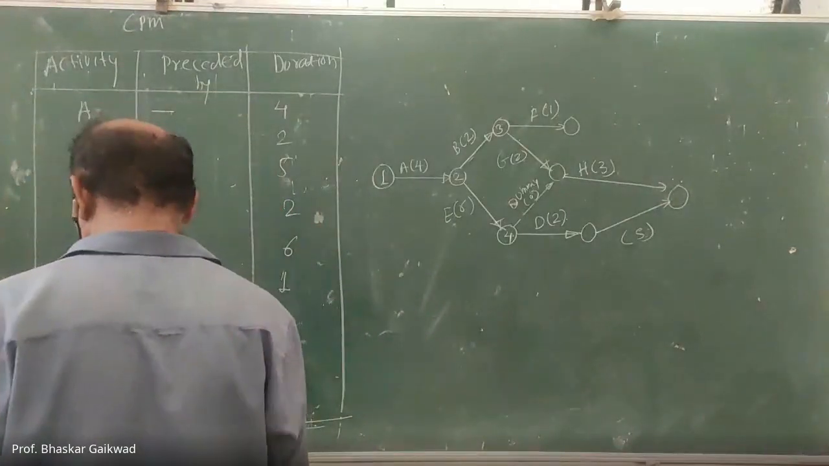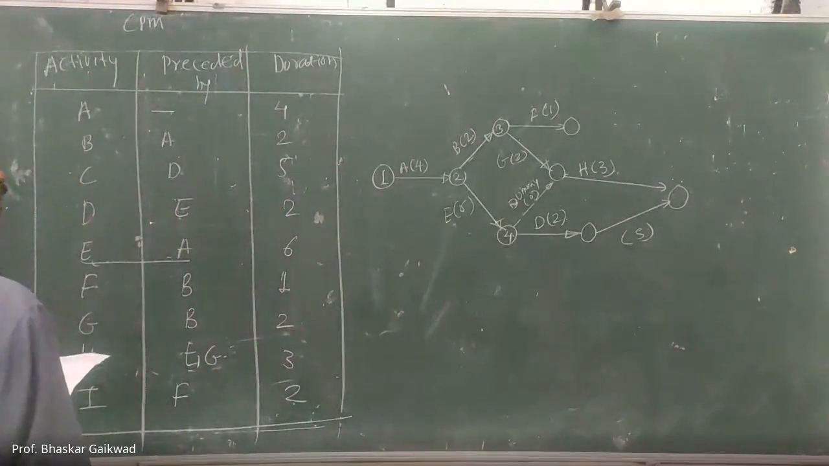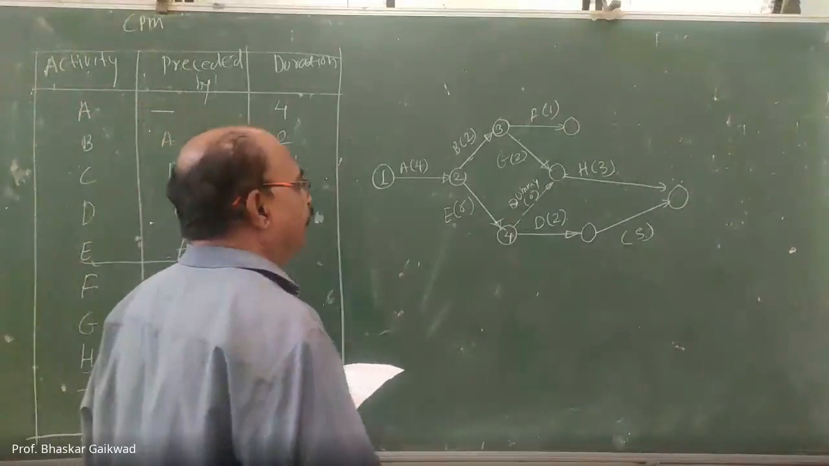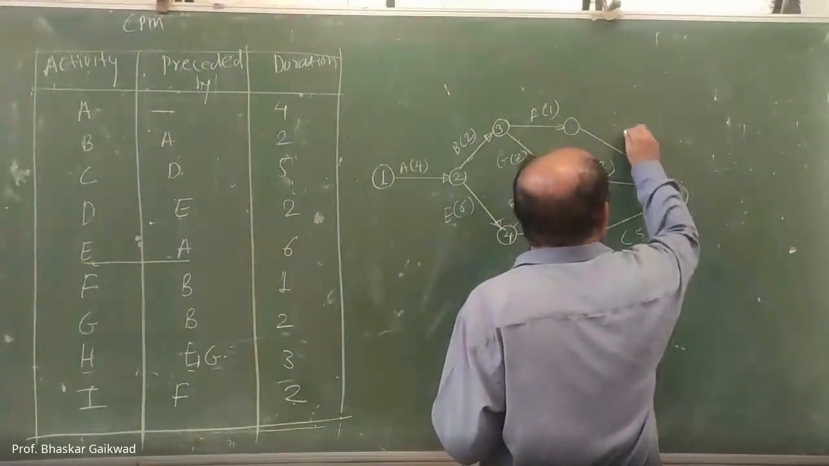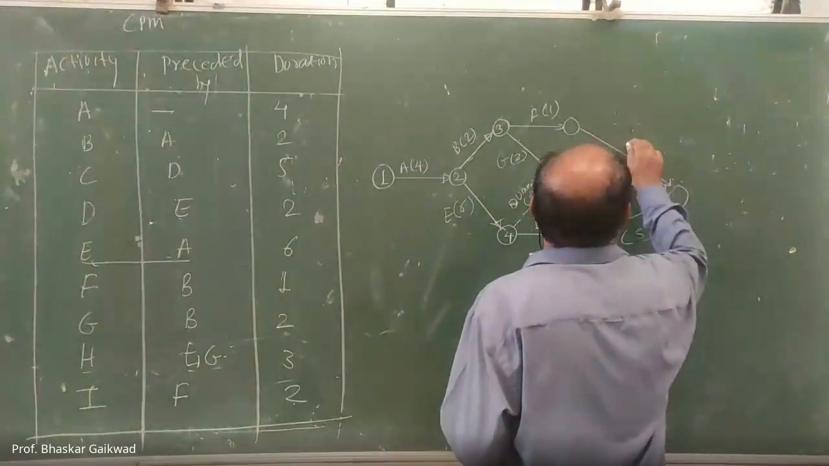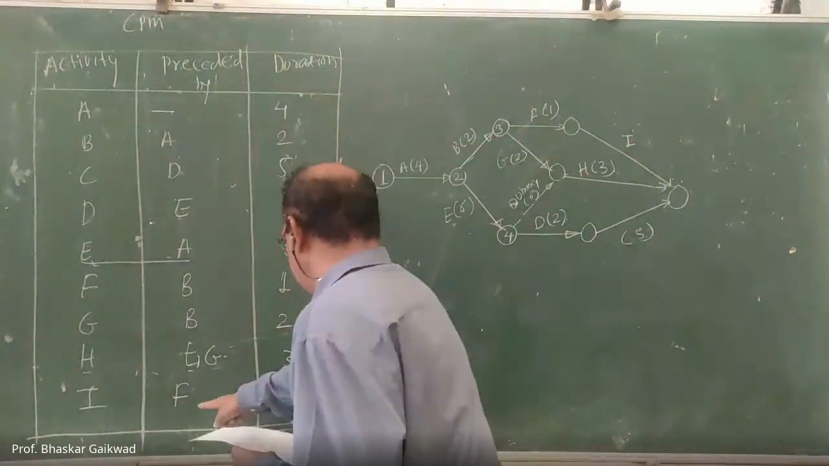Then next is I. I will start from F. So I will start from this F. And what is the duration of I? 2.